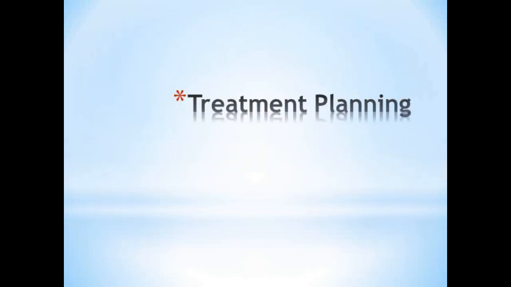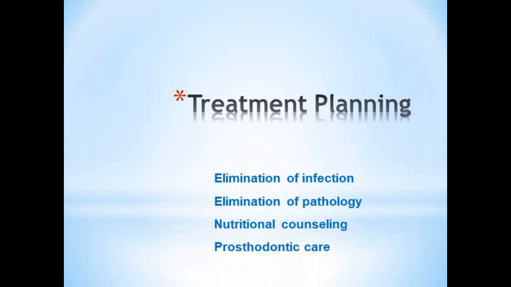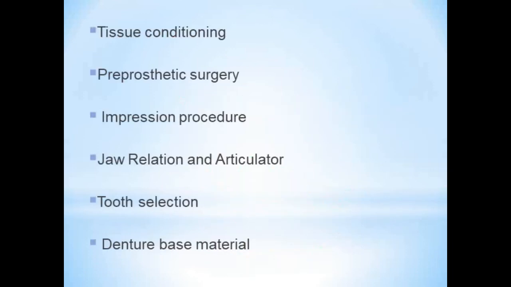Coming to the next step, that is treatment planning, and that includes elimination of infection. Some infections like necrotic ulcers, periodontally weak teeth, non-vital teeth, etc. should be removed, and elimination of pathology, that is pathological cysts and tumors of the jaw should be treated or removed, and then nutritional counseling should be done, and then the prosthodontic care. Then in the treatment plan you have to mention whether tissue conditioning is required or finger massage is required based on the type of the treatment material and frequency of appointments.